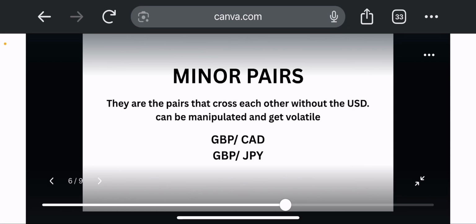The second type of pairs are called the minor pairs. These are the ones that cross with each other. These pairs can be manipulated, which means they can fake their moves just to take your money, and they are very, very volatile. They move crazily fast.